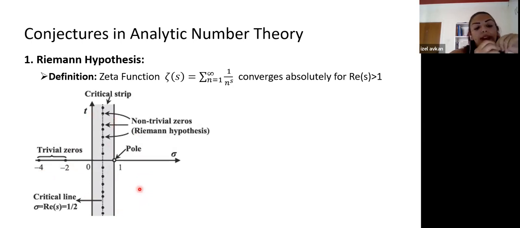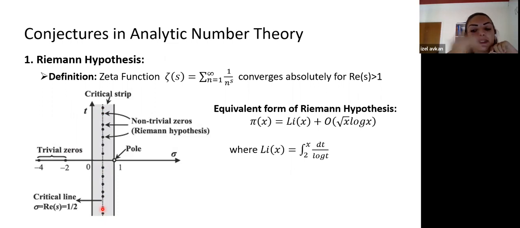However, we don't know the exact locations of the non-trivial zeros, and Riemann conjectured that they lie on the line sigma equal to 1 over 2, which is known as the critical line, just in the middle of the critical strip. Also, the Riemann hypothesis has many equivalent forms. And today I want to talk about the one which is related to the prime number theorem. Remember, this is our prime counting function, and this is the logarithmic integral.